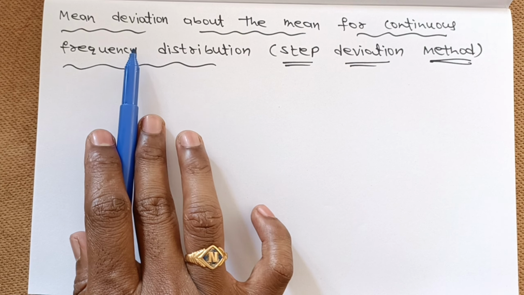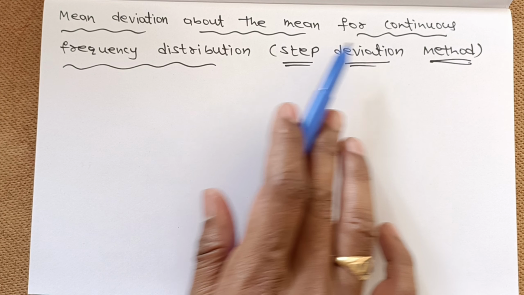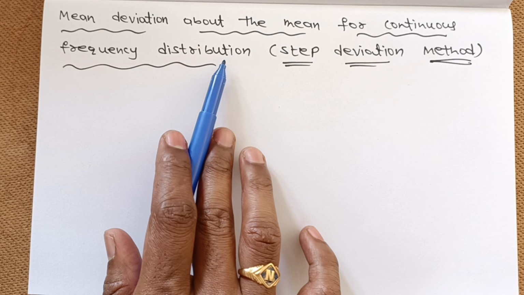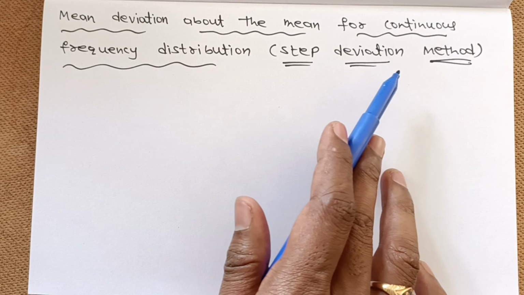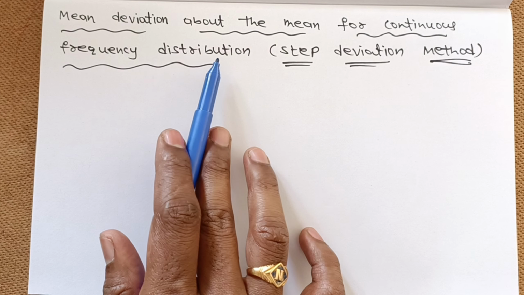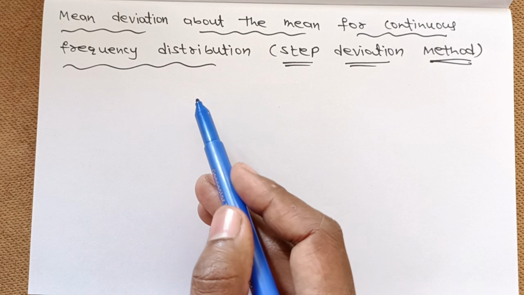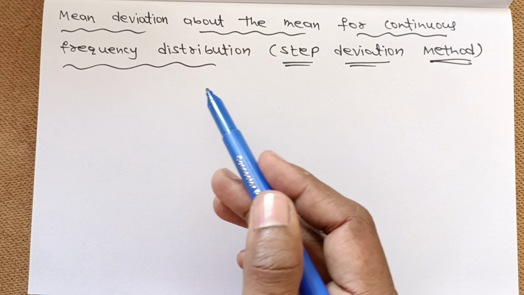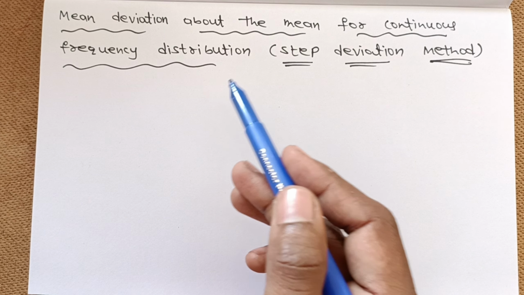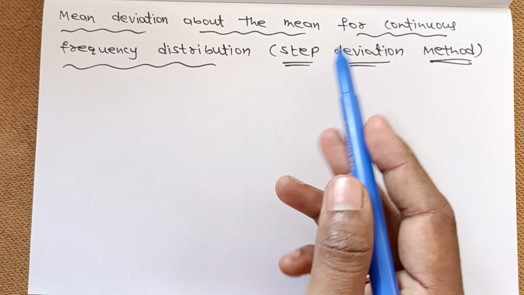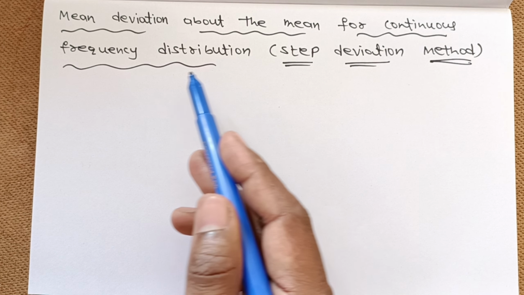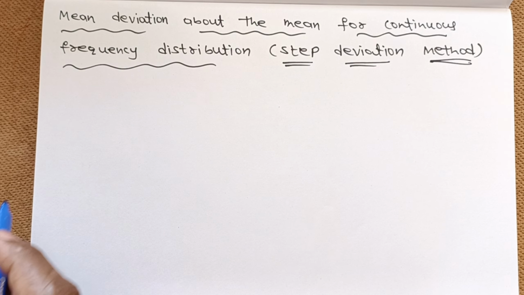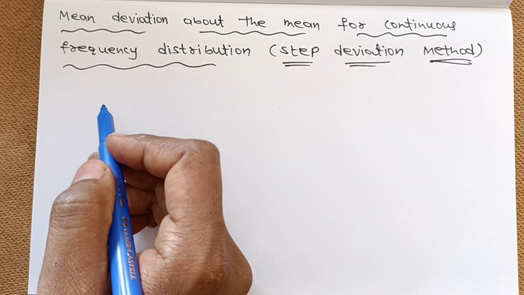So the next concept, mean deviation about the mean for continuous frequency distribution. This is also called the step deviation method. Continuous frequency distribution means the given problem contains class intervals like 0 to 10, 10 to 20, 20 to 30, and so on. That is called a continuous frequency distribution. In that we have the mean formula.